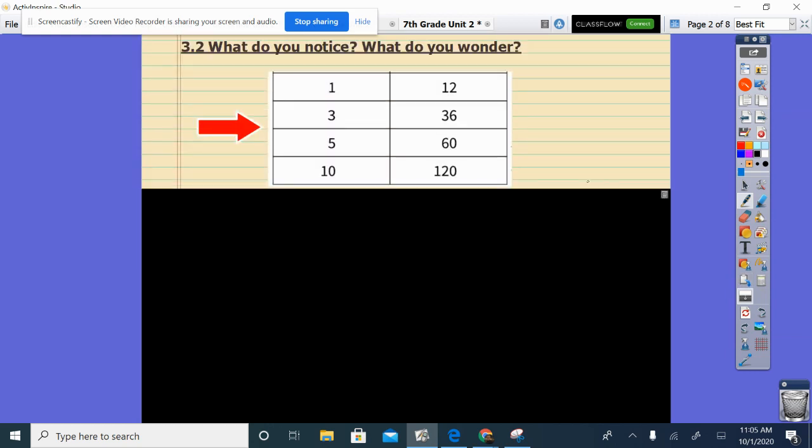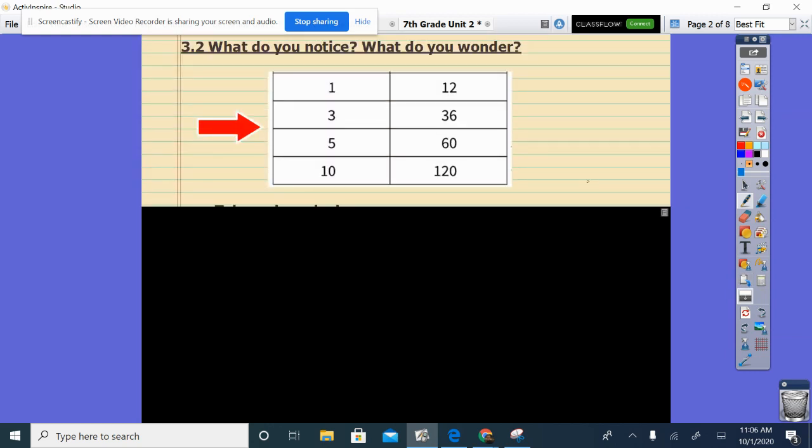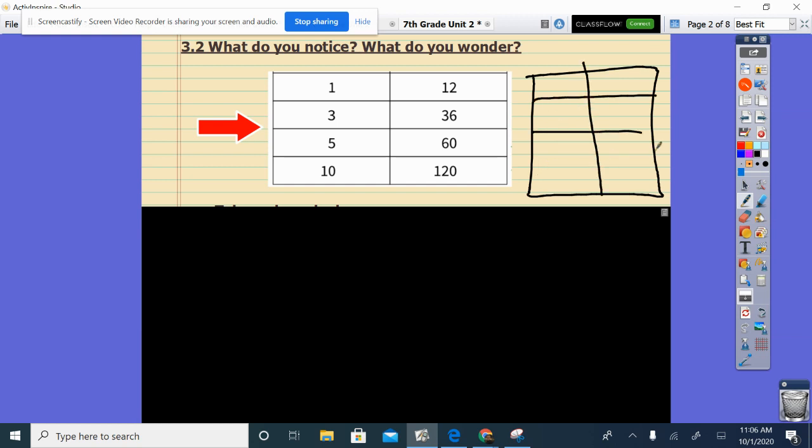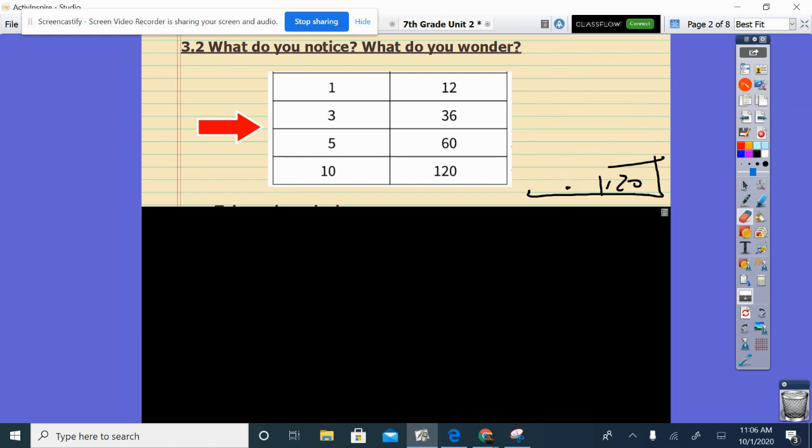So first of all, what do you notice? What do you wonder? Just take a moment and write this table down in your notes. Just to show you how easy that is, because I like to demonstrate note taking: 1, 12, 3, 36, 5, 60, 10, 120. It doesn't have to be pretty, and I'm writing at an odd angle here. But just write that in your notes, because you need to learn how to take notes in my class.